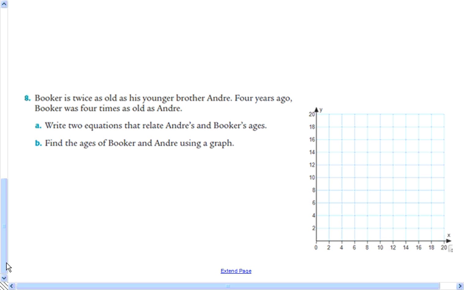But this is the kind of problem we can solve now that we know how to solve systems of equations a little bit. The first sentence says Booker is twice as old as his younger brother Andre. I can represent that with an equation like this, where Booker is y and Andre is x. That means that Booker is twice the age of his brother Andre.